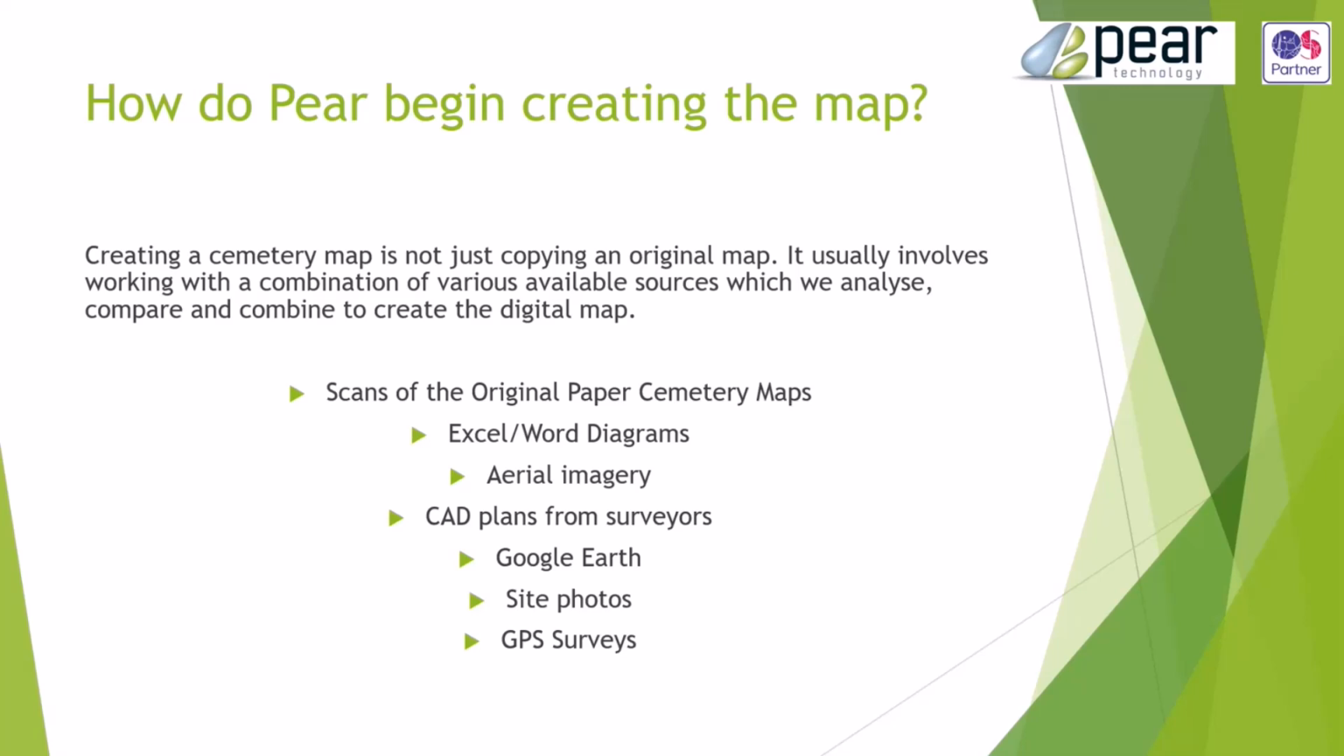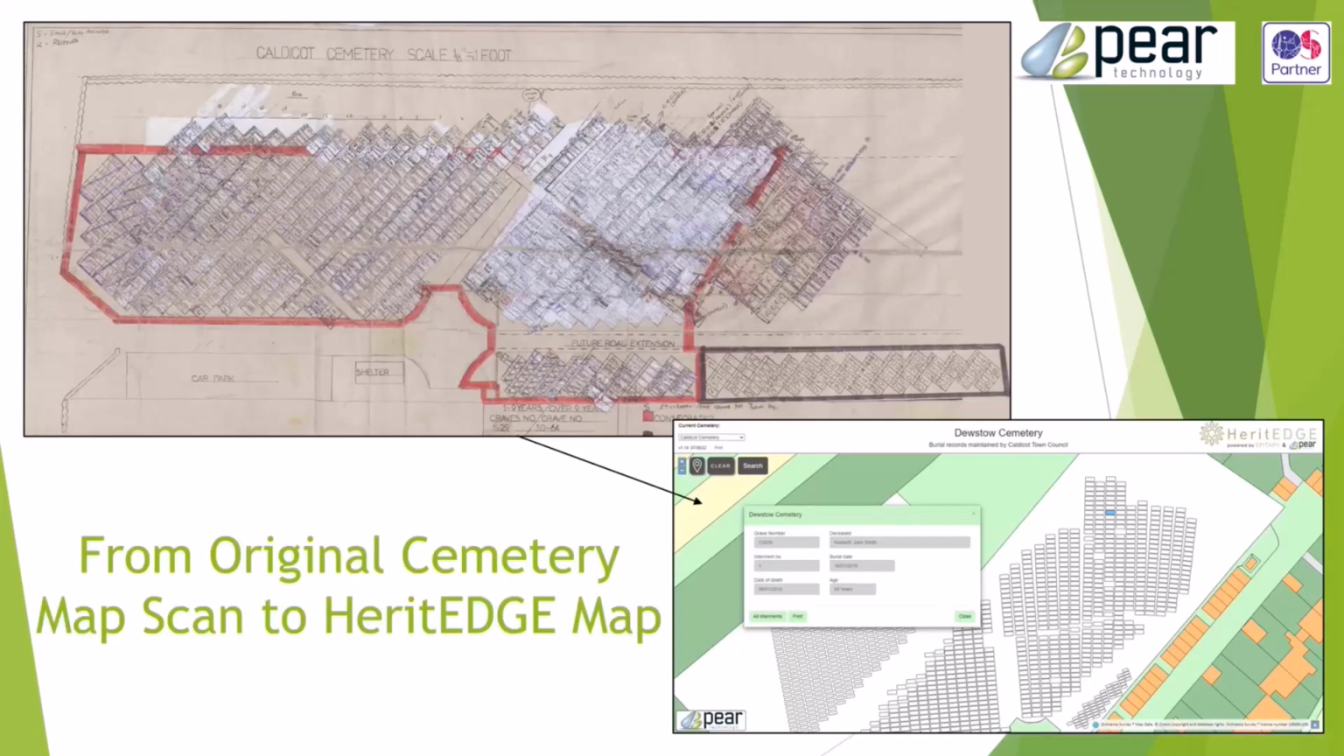Refer to publicly accessible mapping like Google, using site photographs, and also GPS surveys, information collected on site. So to run through a few examples, as you can see, the top left corner, you can see this rather fragile paper map, and in the bottom right corner, you can see the digital map, a nice crystal clear map after it's been digitized and presented in the HeritEDGE mapping system and linked to Epitaph.